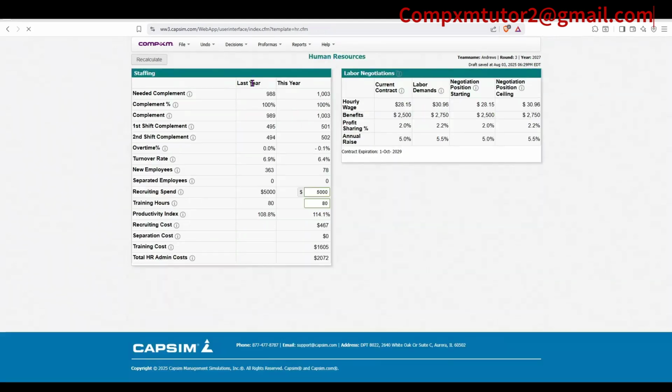Next, the human resource. As the human resource, we're just investing the 5,000 on the recruiting spend, and training hours we are going to invest 80. Next is the finance department.